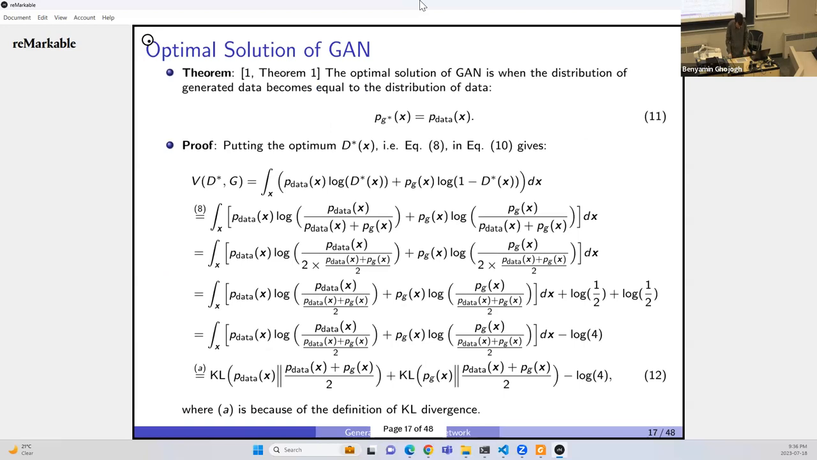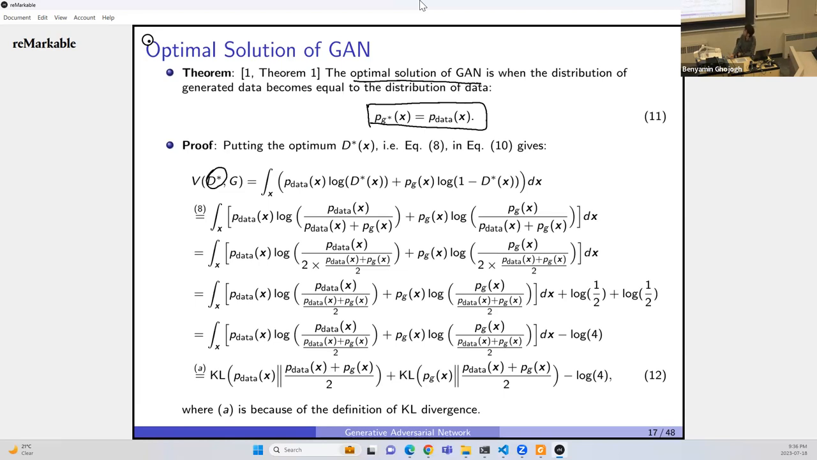Now, I think this is another thing. Yeah, the optimal solution of GAN. Now let's prove that. Let's prove that what we had as intuition, that P of G should become P of data. Let's prove it mathematically. The optimal solution of GAN is this. P of G star equals P of data. Let's see the proof. V of D star and G, assume I have D star now. D star, which we found before.